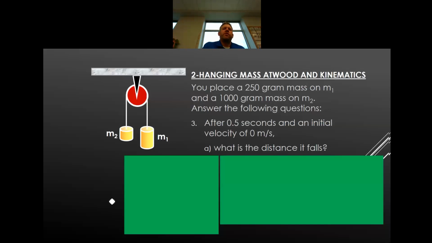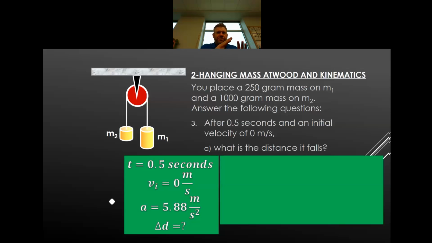Part 3A: after half a second, with an initial velocity of 0, what is the distance it travels? So our time is 0.5, our initial velocity is 0 meters per second, and our acceleration is 5.88 meters per second squared. We want to find the distance. The distance it falls and the distance it rises are going to be exactly the same because these are attached with a string.